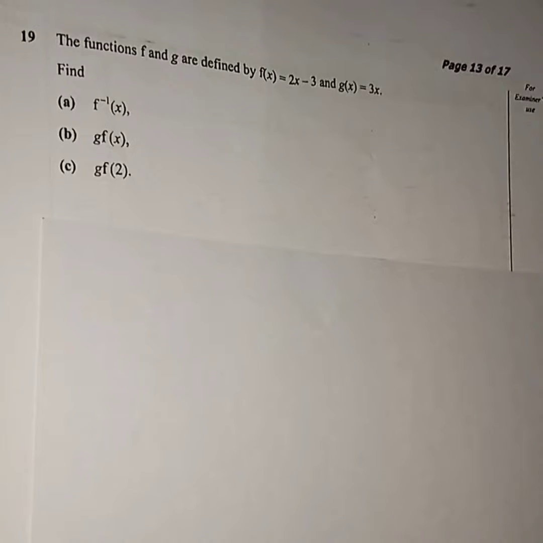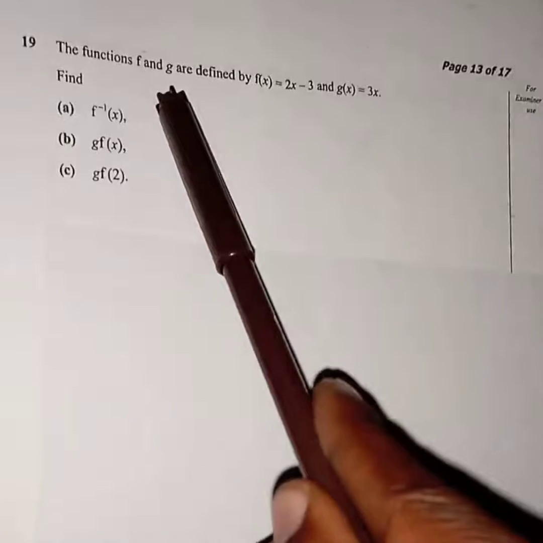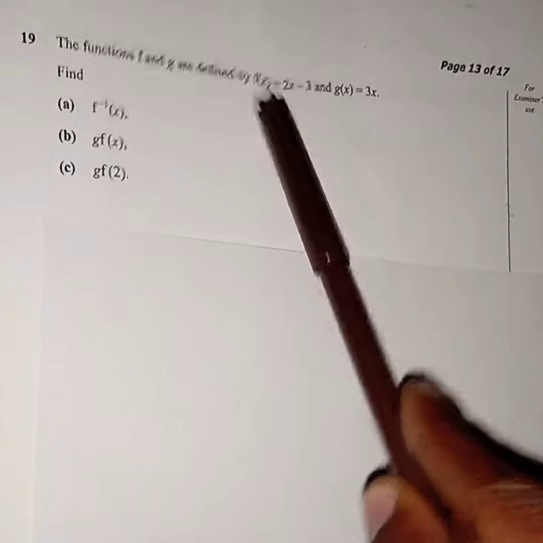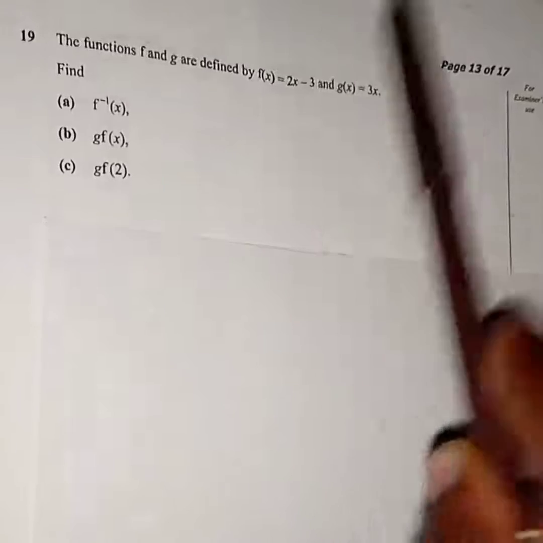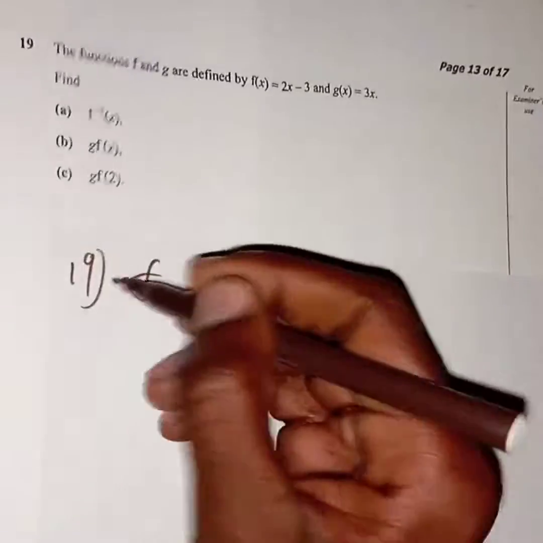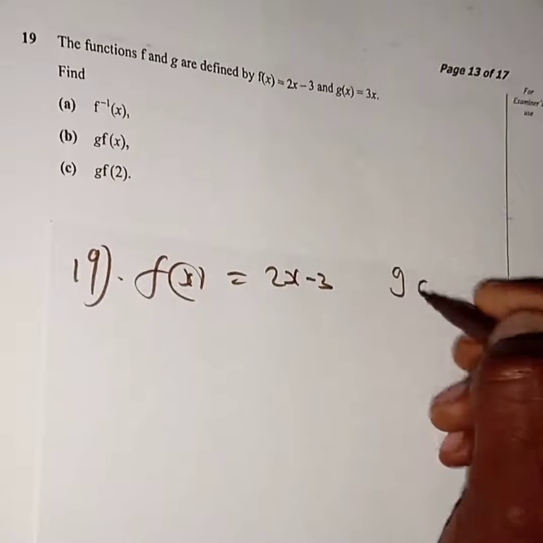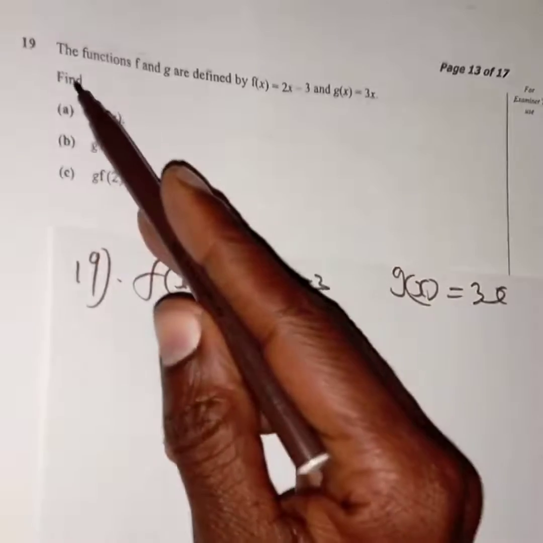Question 19 is talking about functions. These are functions. Functions show a relationship between variables. The functions f and g are defined by f of x, meaning this one is a function of x, this one is a function of g, right? Function of f, function of g. So f of x is equal to 2x minus 3, but also the function g in terms of x, we have 3x. The question says find this.